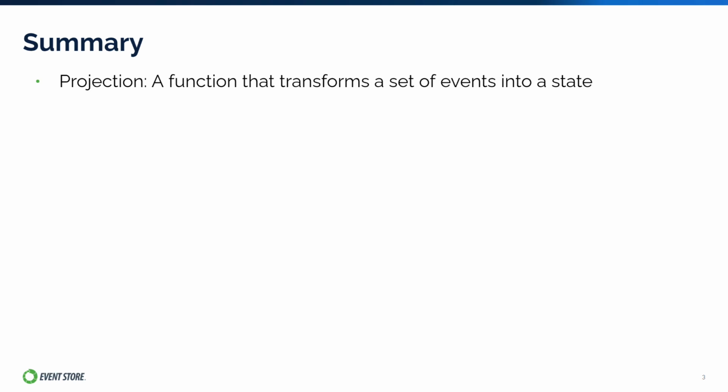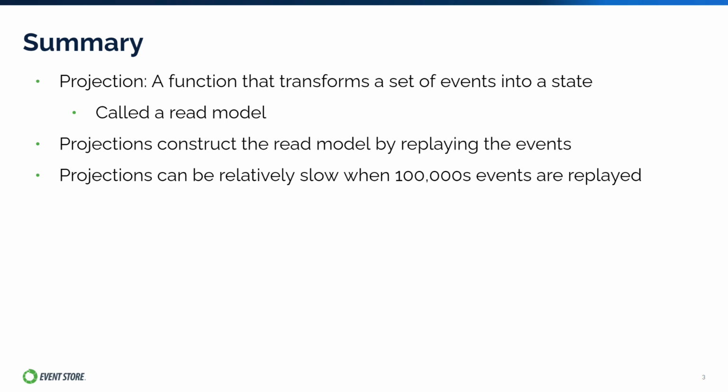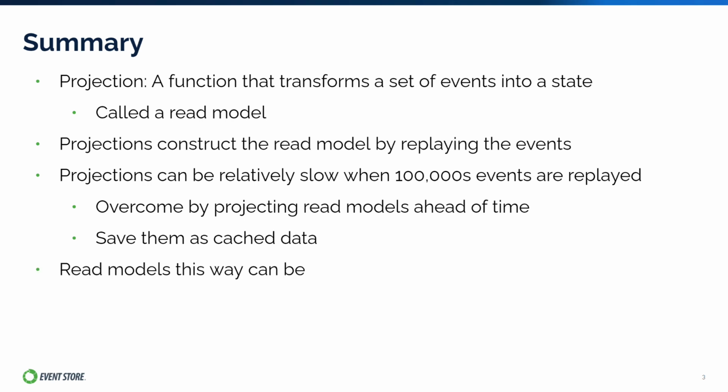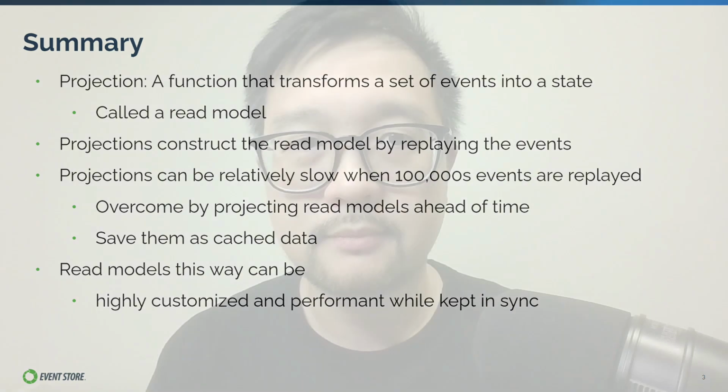In this video, you have learned how reading data from event-sourced applications works. A projection is a function that transforms a set of events into a state, which is also called a read model. Projections construct the read model by replaying the events in sequence one by one. Projections can be relatively slow when tens or hundreds of thousands of events are replayed. This can be overcome by projecting read models ahead of time and saving them as cache data in some database. Read models created this way can be highly customized and performant while being kept in sync.